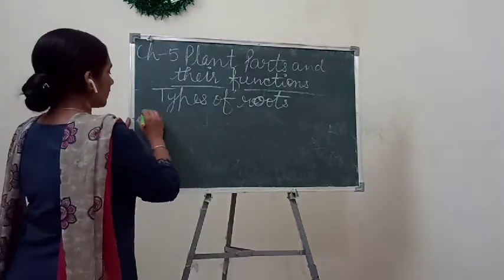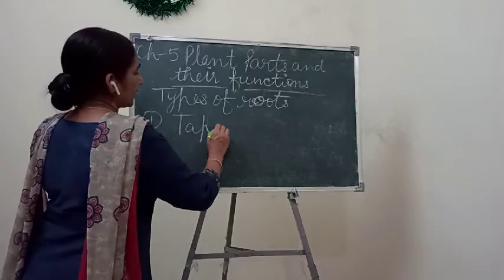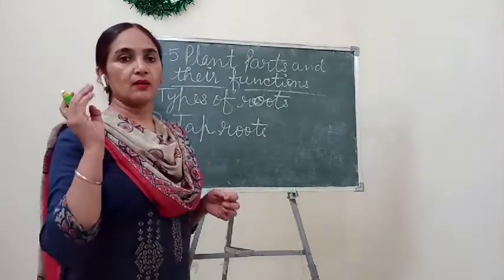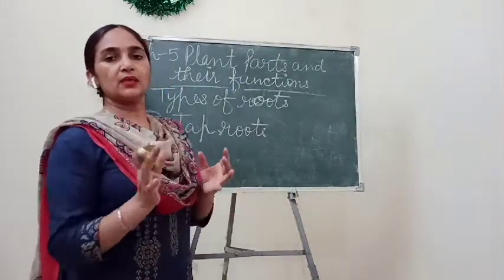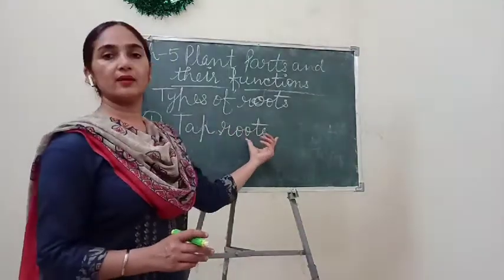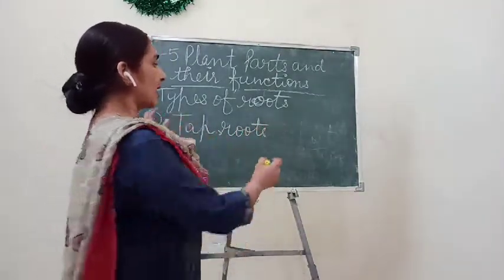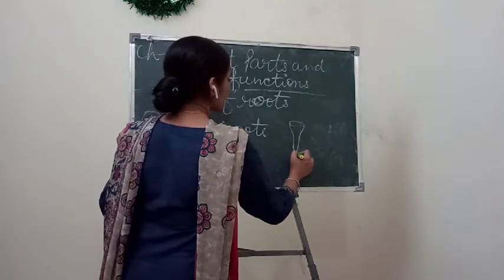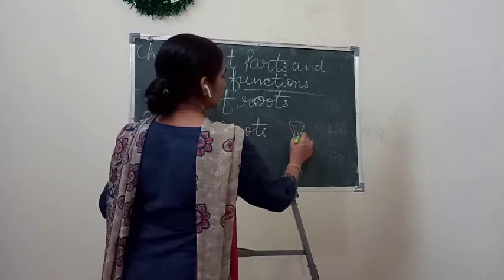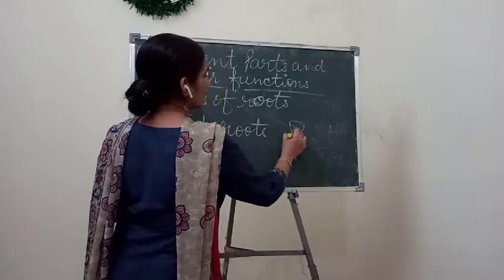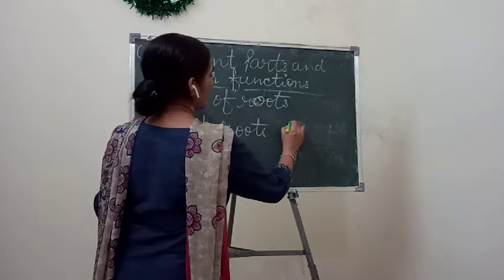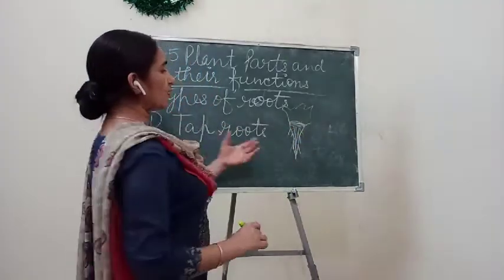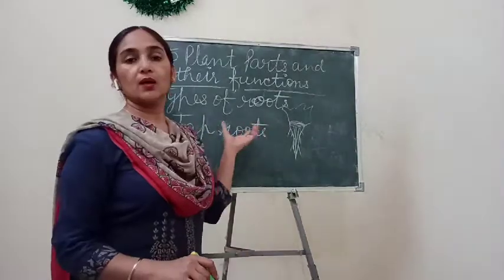The first type of roots are tap roots, which I told you include carrot, radish and turnip. All these kinds of roots come under this category. In this case, I explained that the root has this kind of structure: the main root is there, and from this main root some small branches originate. These kinds of roots are called tap roots.